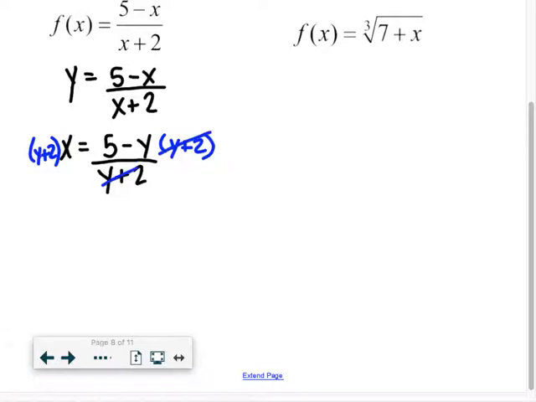Those things cancel out. And then when you multiply this y plus 2 to the other side, what else are you going to do? Go ahead and distribute through the parentheses. Because if you don't distribute, you're just going to go back to what you were before. So we've got to distribute. So we're going to get xy plus 2x equals 5 minus y.